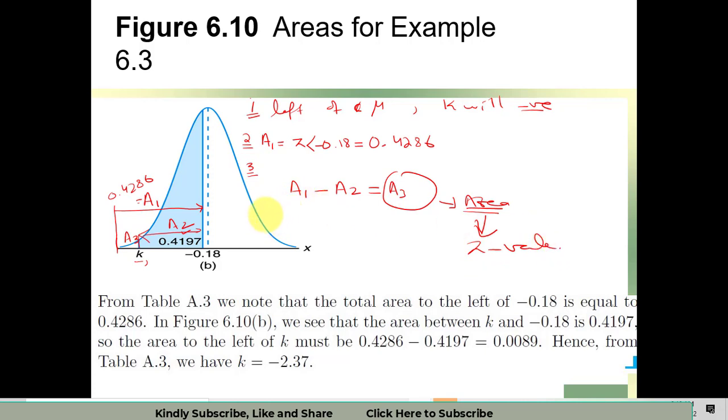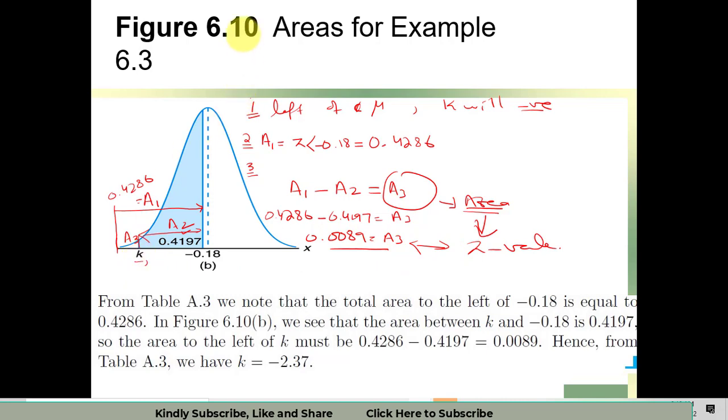So let me write it: 0.4286 minus 0.4197, and we get A3 is equal to 0.0089. So this is the A3. Now I will have to check the z value associated with this area, and we will get our k value.